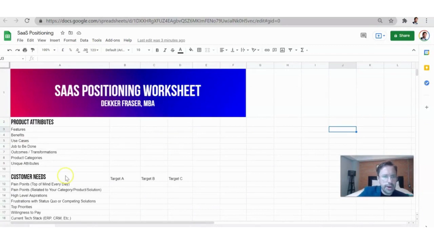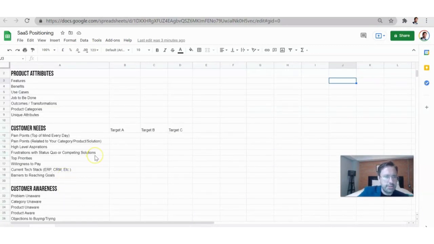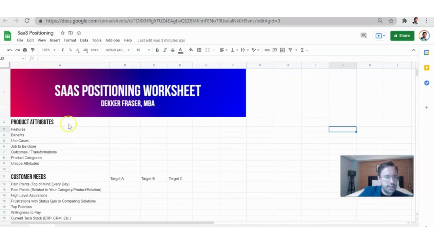So let's take a look at where we're going to begin, which is the product attributes. So this is essentially the supply side. It's what you're able to supply the target customers. And I have here features, benefits, use cases, jobs to be done, outcomes, transformations, product categories, unique attributes. Okay, so there's going to be some overlap here, right? Whether you call something a use case or a job to be done or transformation, doesn't really matter. I'm just using different terms here to get your creativity going, to get you thinking about things that perhaps you hadn't thought of before.